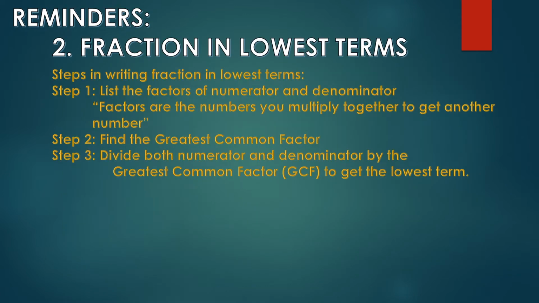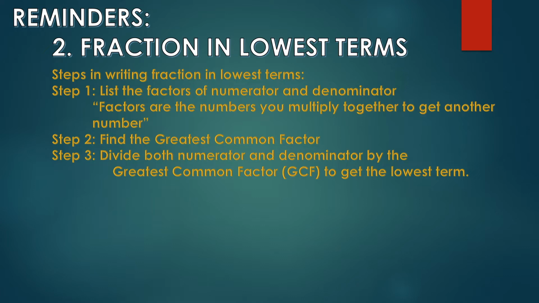There are 3 steps in writing a fraction in lowest terms. Step 1. List the factors of the numerator and denominator. Factors are the numbers you multiply together to get another number. Kapag sinabing factors, ito yung mga number na minumultiply natin para makuha ang isang number.